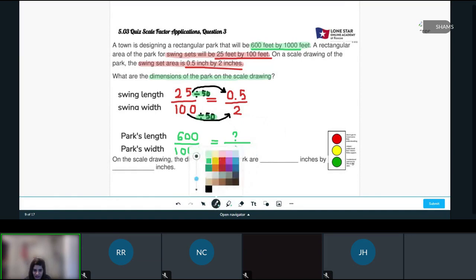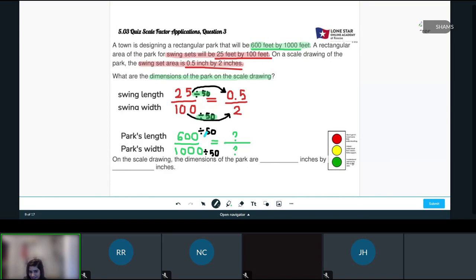And therefore, this is what I can do. I can divide 600 by 50. It will tell me what it is going to be on the model. And then I can also divide the width by 50. It will tell me how much it is going to be. Work it out, students, and tell me how much you get. The scale drawing is going to be how much? The park's length by the park's width.